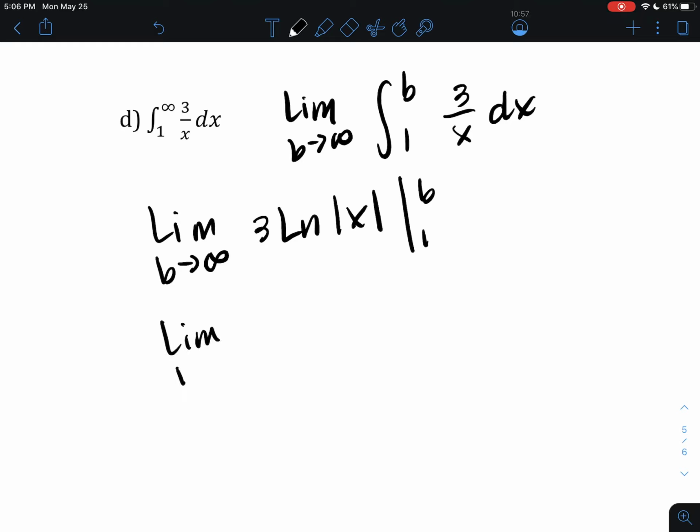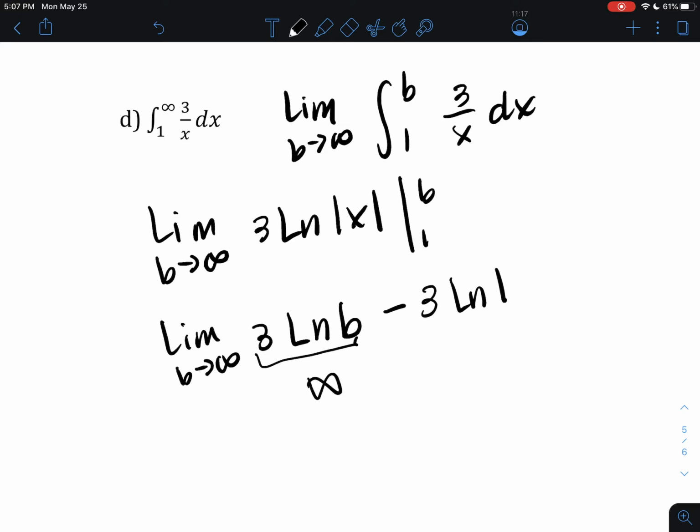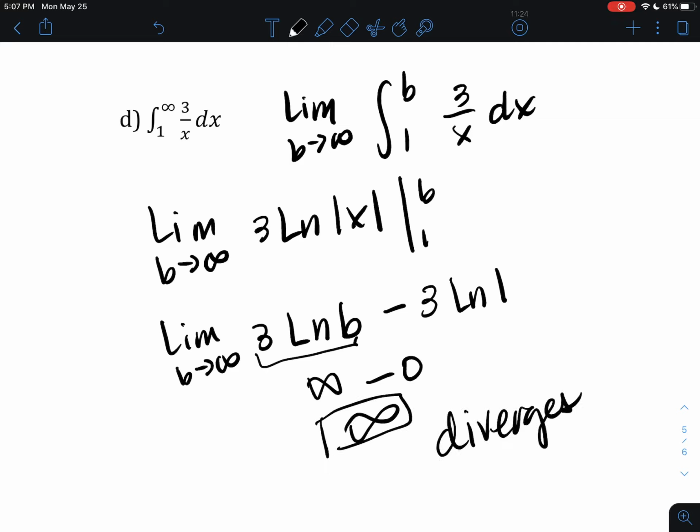So then I get the limit as b approaches infinity of 3 times the natural log of b minus 3 times the natural log of 1. Again, the same graph: as it's going to infinity, y is going to infinity, and the other term just gives me 0. So this is just infinity, so again, it diverges. Okay, that's it for 8.8, and this will end chapter 8.